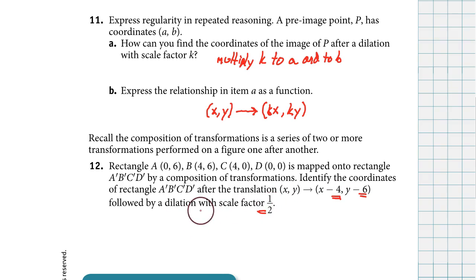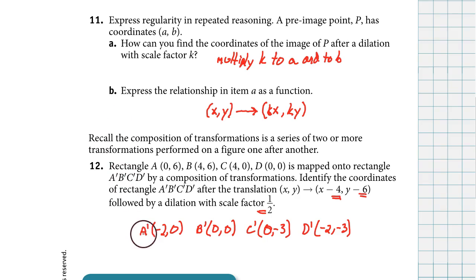So I'll pause the video for you to figure out where A prime and B prime, C prime and D prime are located. Here are the answers. And here's how I got those answers. Let's just consider point A prime. Point A is located at 0, 6. I first subtracted 4 from the 0, getting -4. Then I multiplied by the scale factor of 1/2. 1/2 times -4 is -2.